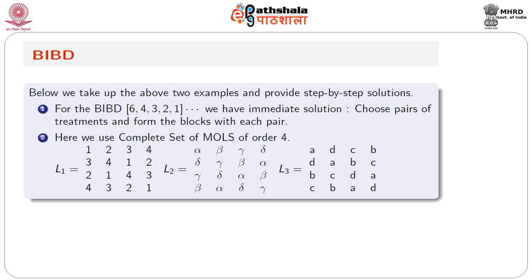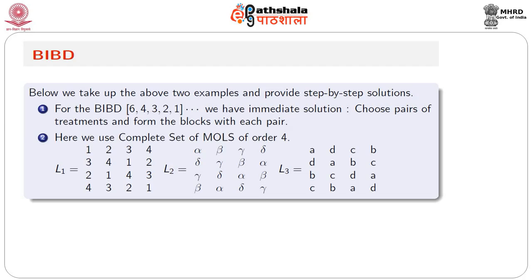For the second example, let's go back to the combinatorial problem. For the second example, which involves B equal to V equal to 21, R equal to K equal to 16 and lambda equal to 12, I will take it up and I will thoroughly discuss all the steps that are coming up in the construction of this design. This design does exist and is a highly non-trivial combinatorial construction. Let us go slow on it.